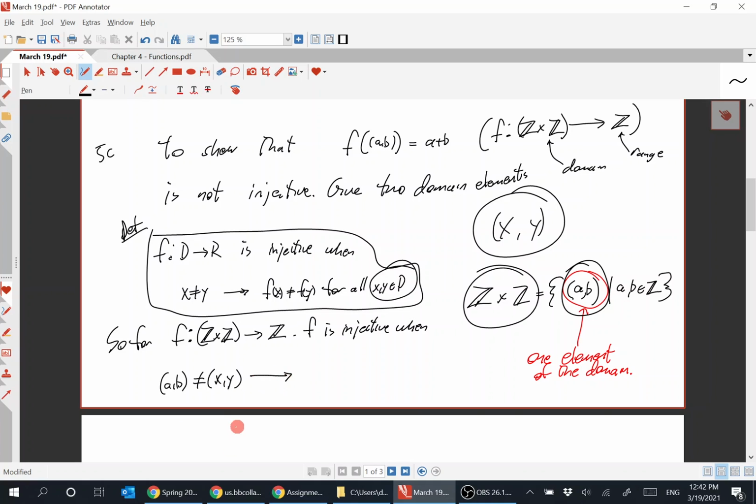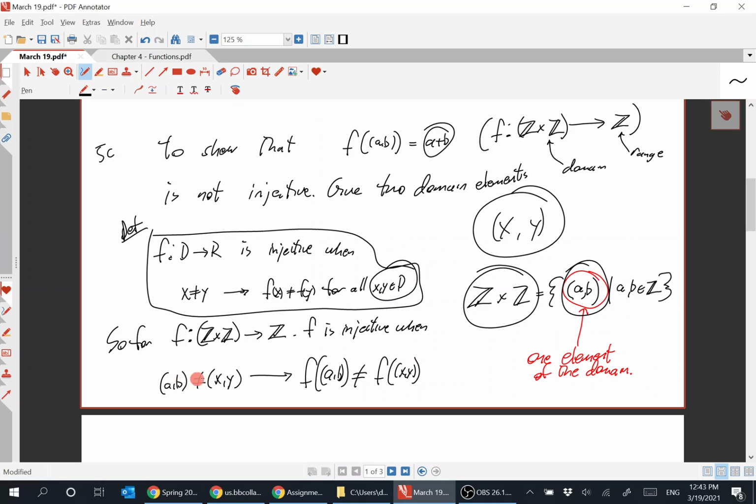Right? So for F from Z cross Z to Z, F is injective when these two things being unequal implies that F of AB is not equal to F of XY. Of course, there's a gazillion examples of pairs AB and XY that are unequal, where if you add them together, they are equal, right? 0 and 1, add to 1. So to 1 and negative 1, add to 1.